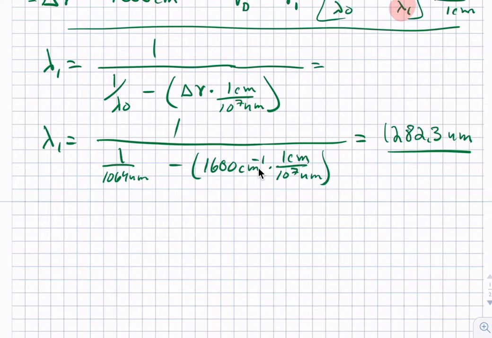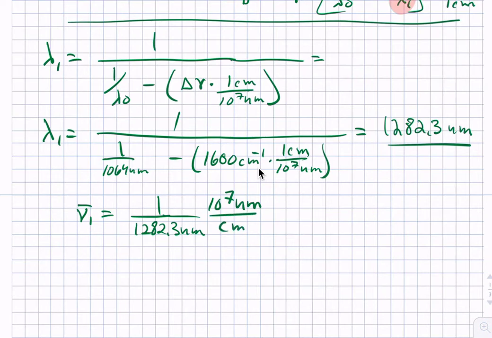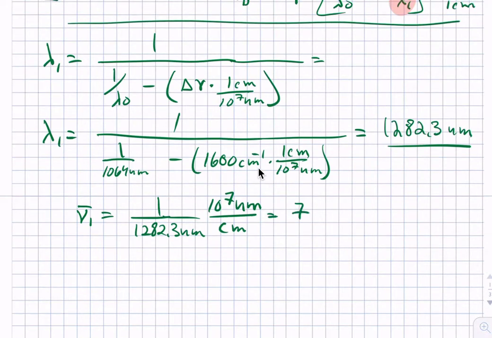So that is the wavelength of the photon leaving, and let's just see what the wave number for that would be. That's just going to be 1 over 1282.3 nanometers. Converting that to inverse centimeters, or wave numbers, is going to be 7,798.5 wave numbers. So the difference, and I emphasize the difference between those two, should be our 1600 wave number vibration, because that's the energy that gets put into that vibrational excitation.